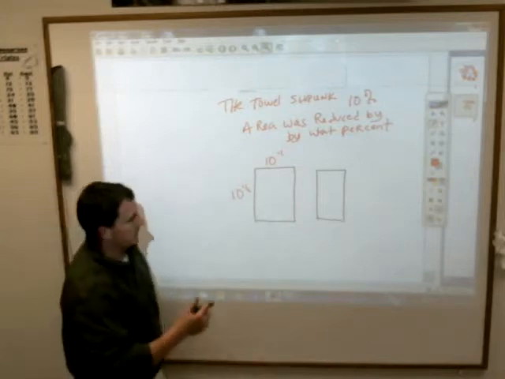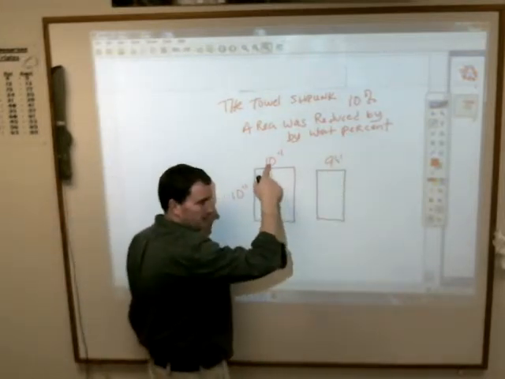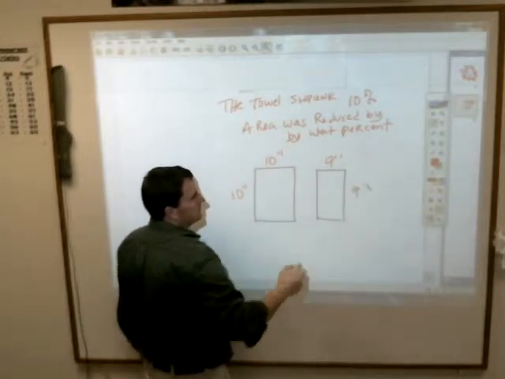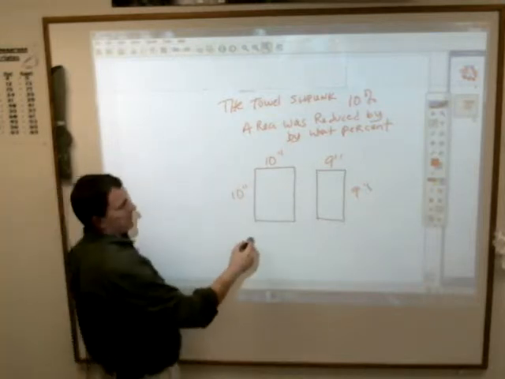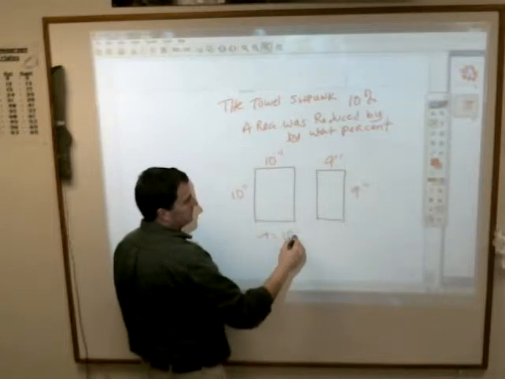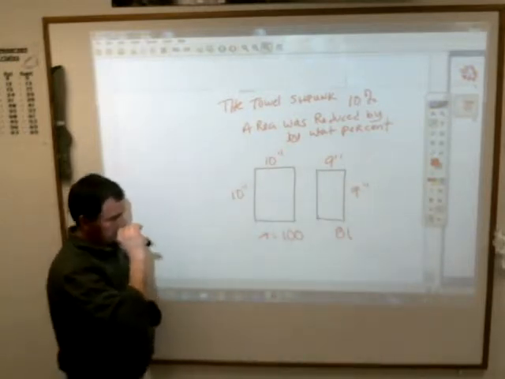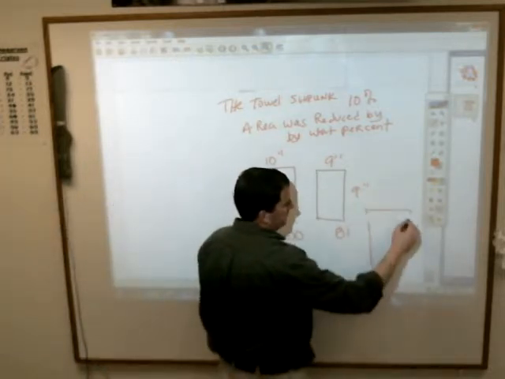Nathaniel? 9 inches. Right, it's now 9 inches by 9 inches, because you take 10% of 10, which is 1, take 1 away from that, it is now 9 inches. And we're only talking about the area now, so let's write down, what is the area of the original? 100, correct? What's the area of the new one? 81. 81 inches.